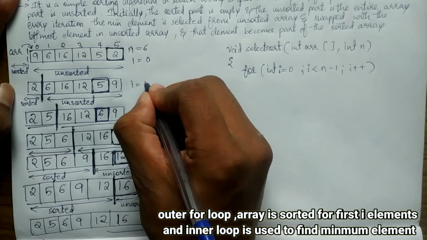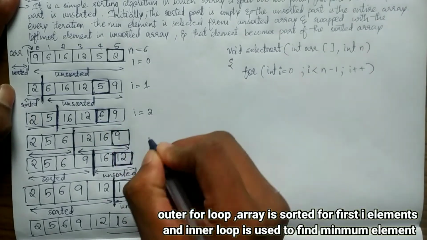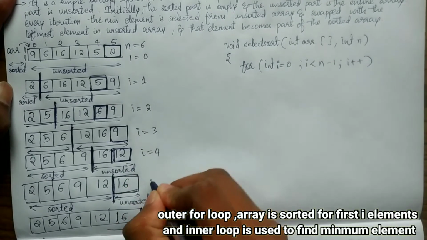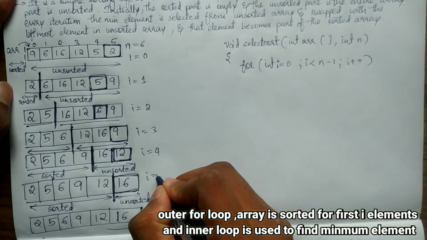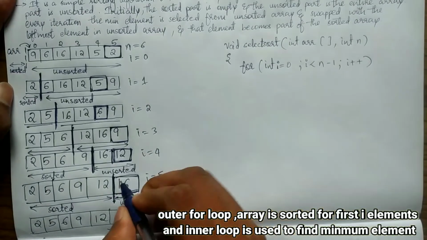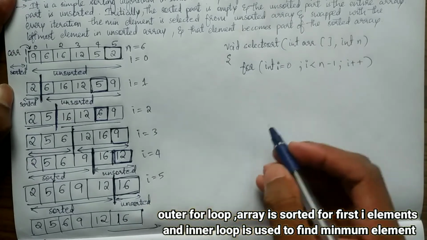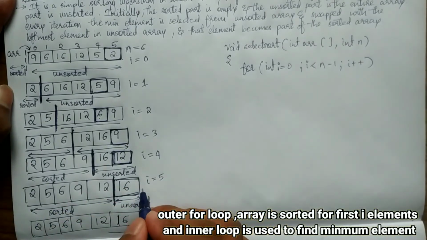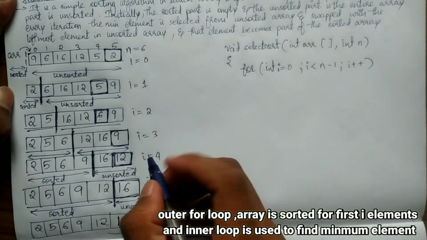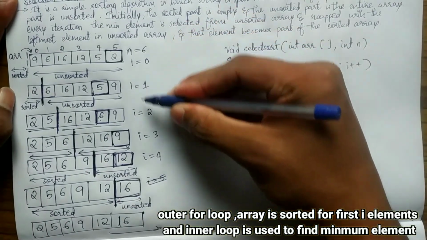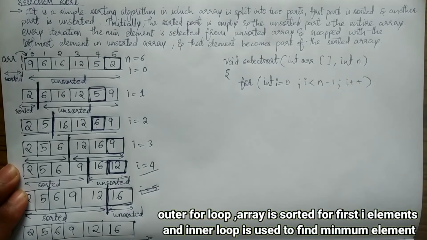This was our i equal to 1. This was our i equal to 2. This was our i equal to 3. Here i equal to 4 and here i equal to 5. But we sorted the array in i equal to 4 only and we did not go here. We did not do anything here. It was already sorted. So we traversed the array till i equal to 4.